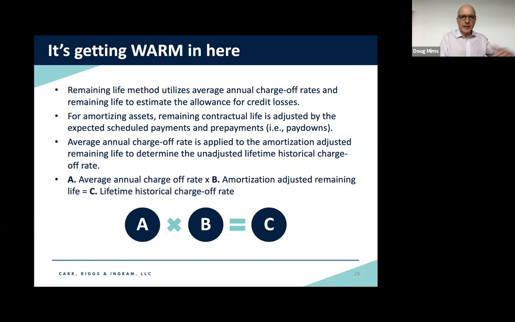So the remaining life method, which is the WARM method, utilizes the average annual charge-off rates and remaining estimated life to calculate the allowance. For amortizing assets, the remaining contractual life is adjusted by the expected scheduled payments and prepayments. The average annual charge-off rate is applied to the amortization adjusted remaining life to determine the unadjusted lifetime historical charge-off rate. So you take the average annual charge-off rate times the amortization adjusted remaining life, which gives you the lifetime historical charge-off rate.